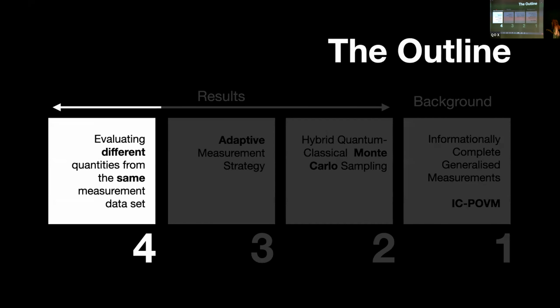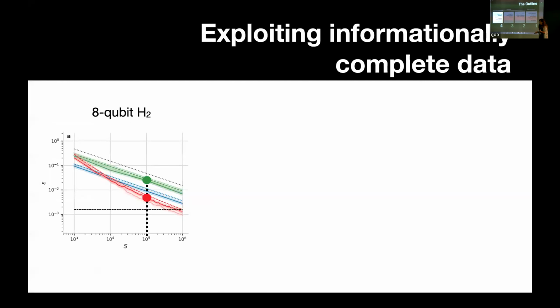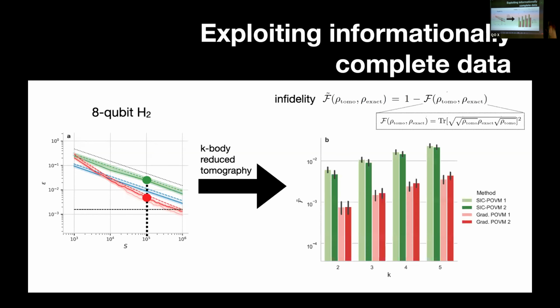And finally, last piece of result, evaluation of different quantities from the same measurement set. And yeah, I make an experiment. So I look again at this specific example of 8 qubit implementation of hydrogen. And I use the same data set to calculate the energy here, the red and the green, with the informationally complete POVM, to calculate something else. And in particular, what we calculate with the same data set is some sort of tomography. In this case, the reduced state tomography.